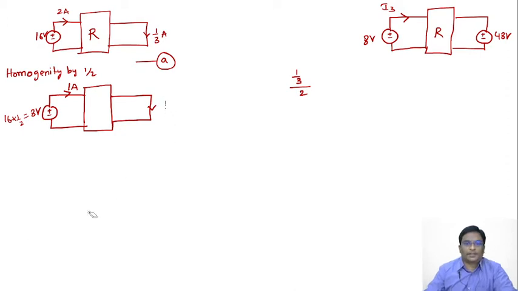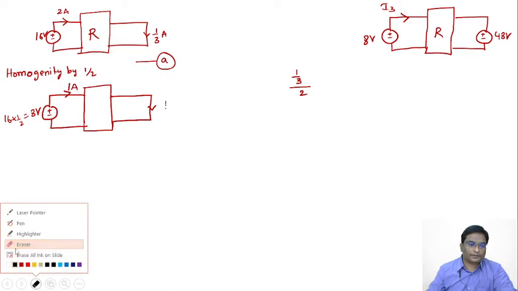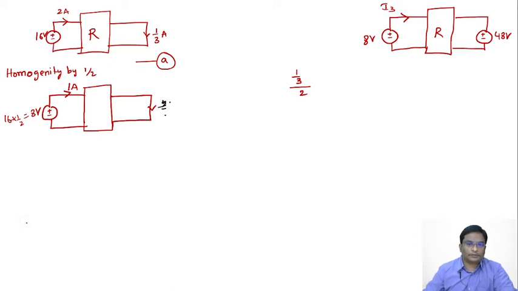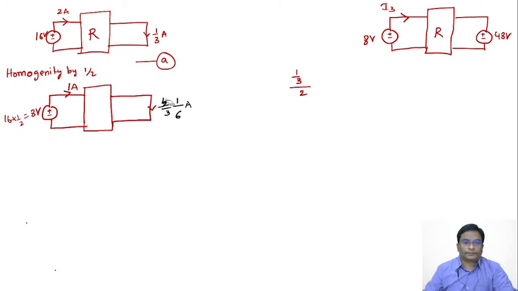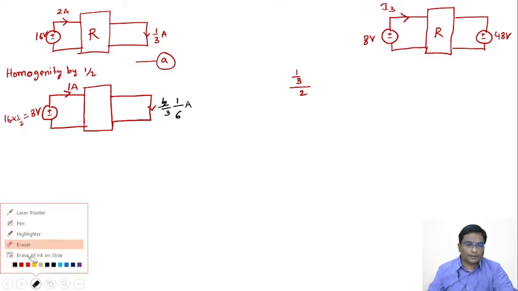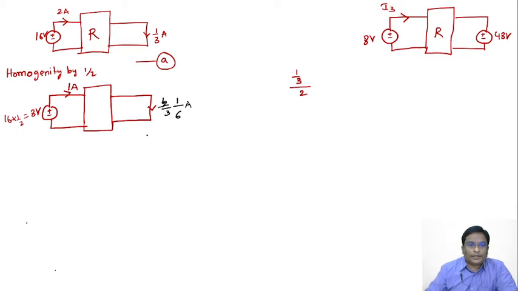This becomes 1 by 6. Very good. 1 by 6. Everyone. Okay, right. Let us move on. Now for this one, this is 1 by 6 amperes.